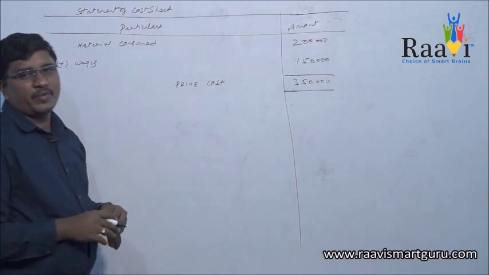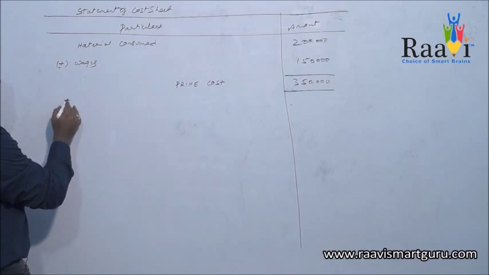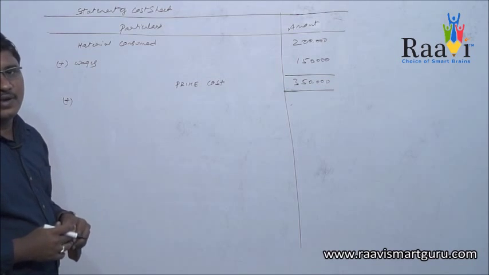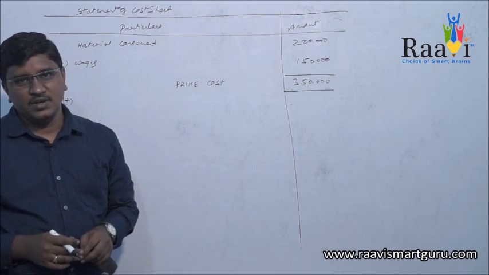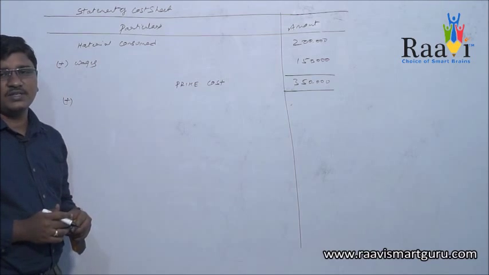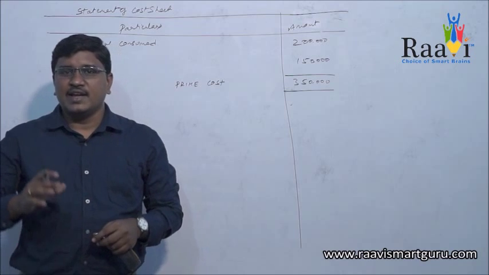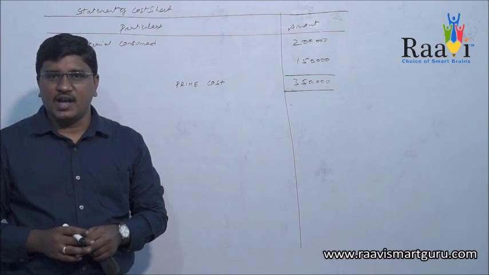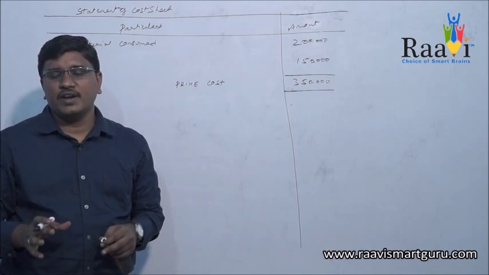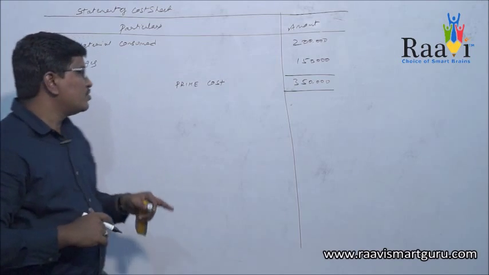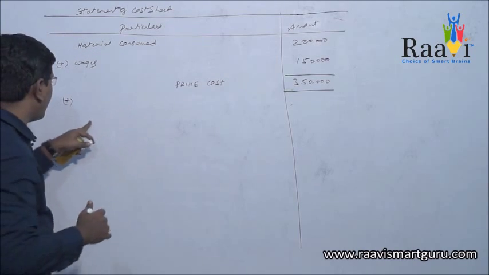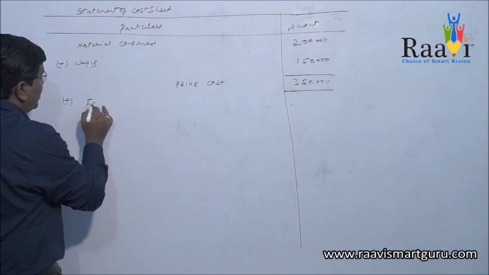For this prime cost we will be adding factory overheads. Factory overheads can also be known as work overheads. Overheads are nothing but indirect expenses. Indirect expenses should be considered as overheads. Work overheads or factory overheads are the same.